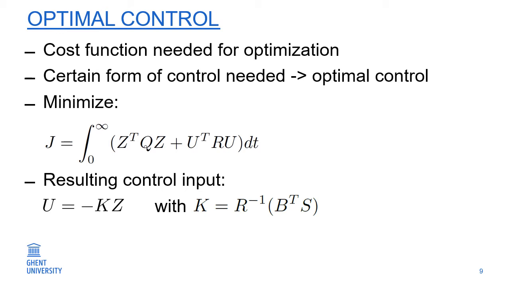Therefore, a certain cost function is needed. This will be the maximum displacement of all floors. To get this displacement, a certain form of control is needed. This will be the optimal control. For the optimal control input, the objective function J will be minimized. To get the gain matrix in the feedback law, the Riccati equation will have to be solved to find R.